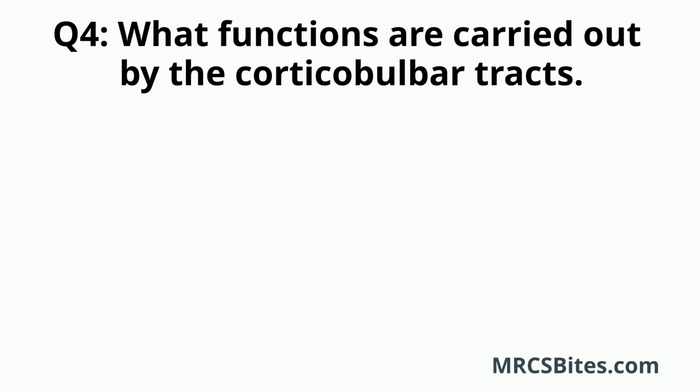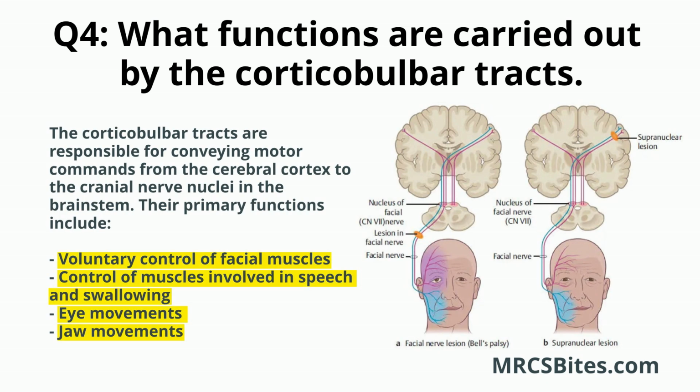Question 4. What functions are carried out by the corticobulbar tracts? The corticobulbar tracts are responsible for conveying motor commands from the cerebral cortex to the cranial nerve nuclei in the brainstem. Their primary functions include voluntary control of facial muscles. They control the muscles of facial expression, allowing for movements like smiling, frowning, and other facial expressions. This includes both the upper and lower parts of the face.